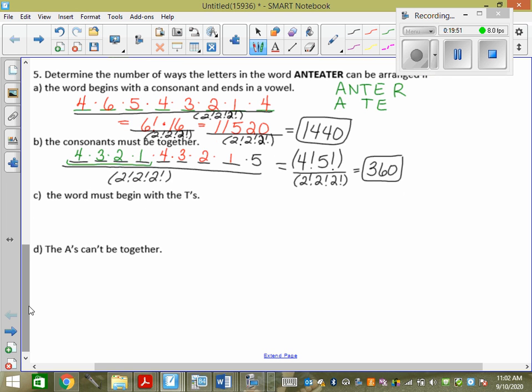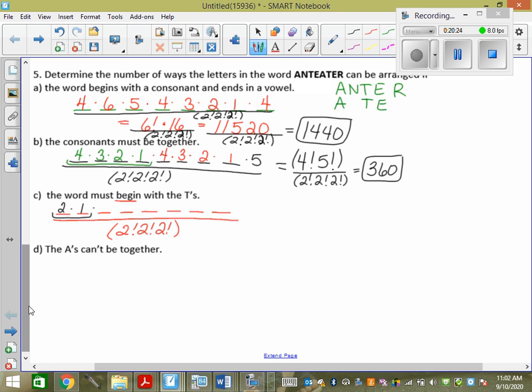What's the catch with C? The word must begin with T. Must begin with T's. So I will have them together, but I'm not going to move them. No moving, because of the word begin. So I'm immediately going to go 2 factorial, 2 factorial, 2 factorial. 1, 2, 3, 4, 5, 6, 7, 8. There are 2 t's. I'm going to hook them together. So I have 2 options for this one. One of the t's gets left behind, and I have 1 left.